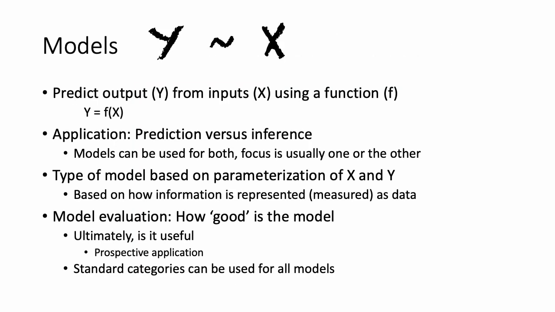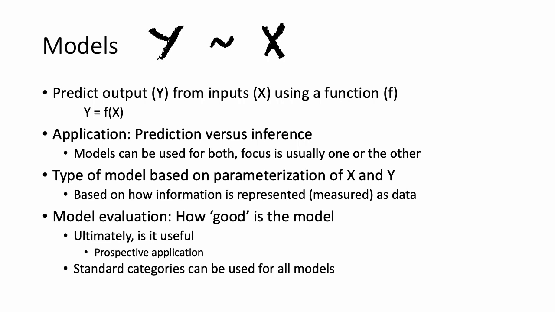So just to recap where we've come thus far, when we talk about models, we're saying that we're taking some output that's predicted from inputs, output being y, inputs x, using some function f. Again, this could be any function, mathematical. It can be qualitative, but for our purposes, we're thinking about quantitative models. The application, in general, we tend to focus on prediction versus inference. Again, models can and usually produce both, but the focus is typically one or the other, and certain models tend to be better for one or the other.